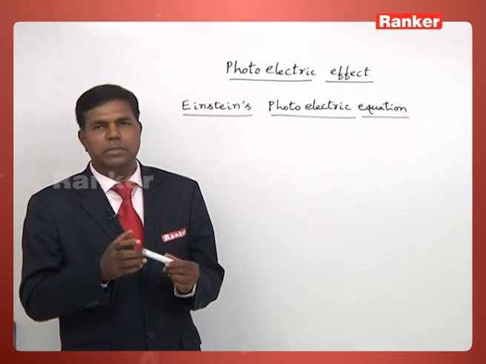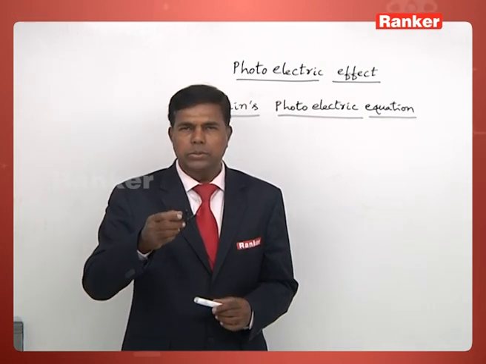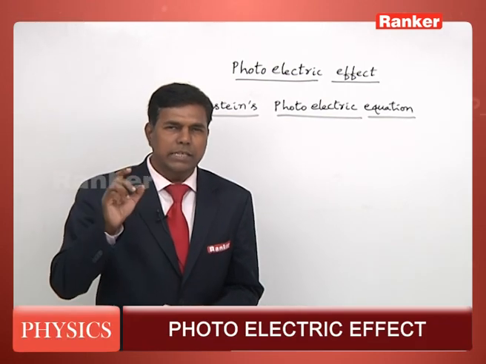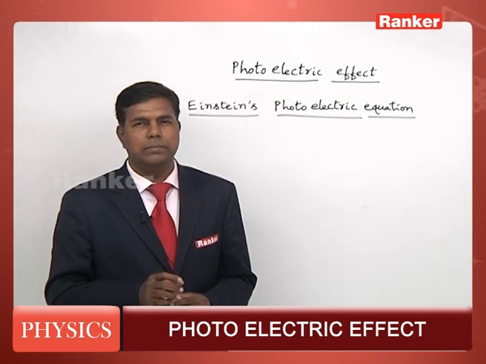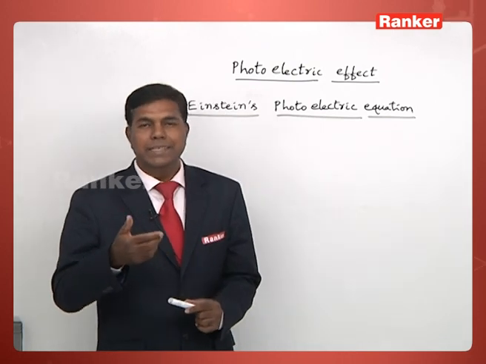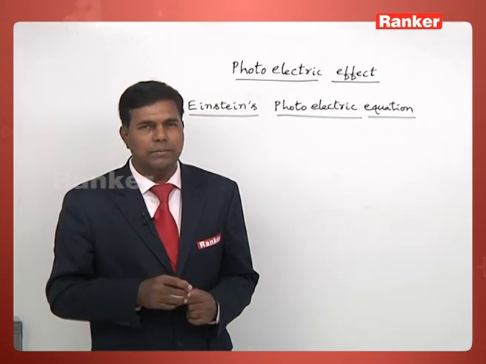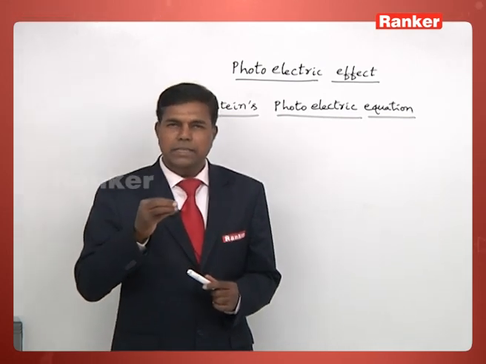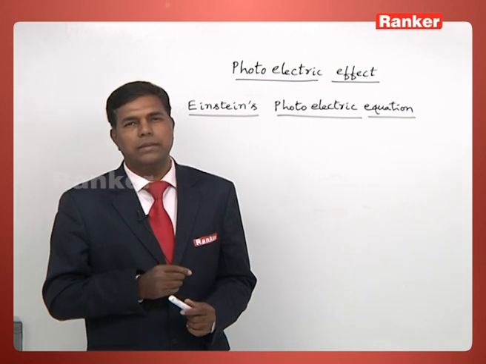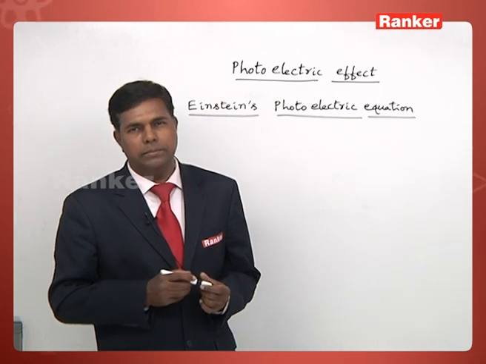Now, this energy absorbed by the electron is utilized in two parts. One part of the energy is used to liberate the electron from the surface of the metal. This energy is equal to the work function of the metal. The remaining part of the energy, if there is any excess energy, is used as the kinetic energy of the emitted photoelectron. It implies that the sum of the work function of the metal and the kinetic energy of the photoelectron should be equated to the energy of the incident photon.